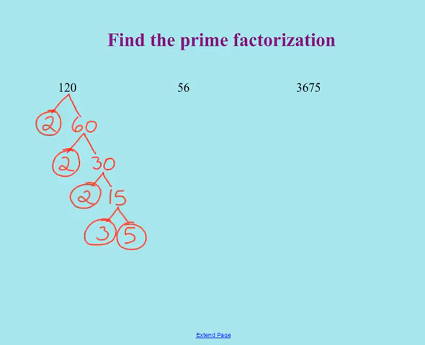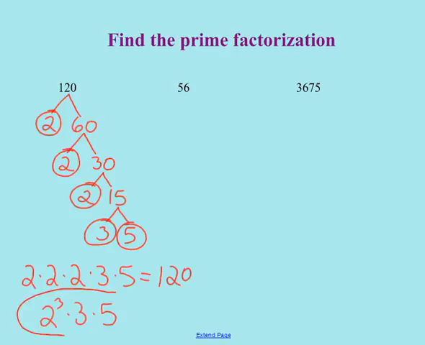So what we know is that if we take 2 times 2 times 2 times 3 times 5, we'll end up with 120. So we have factored 120 into 5 prime numbers. This is the prime factorization. 2 times 2 times 2 can be written as 2 to the third power times 3 times 5. And this is the answer, the prime factorization of 120.